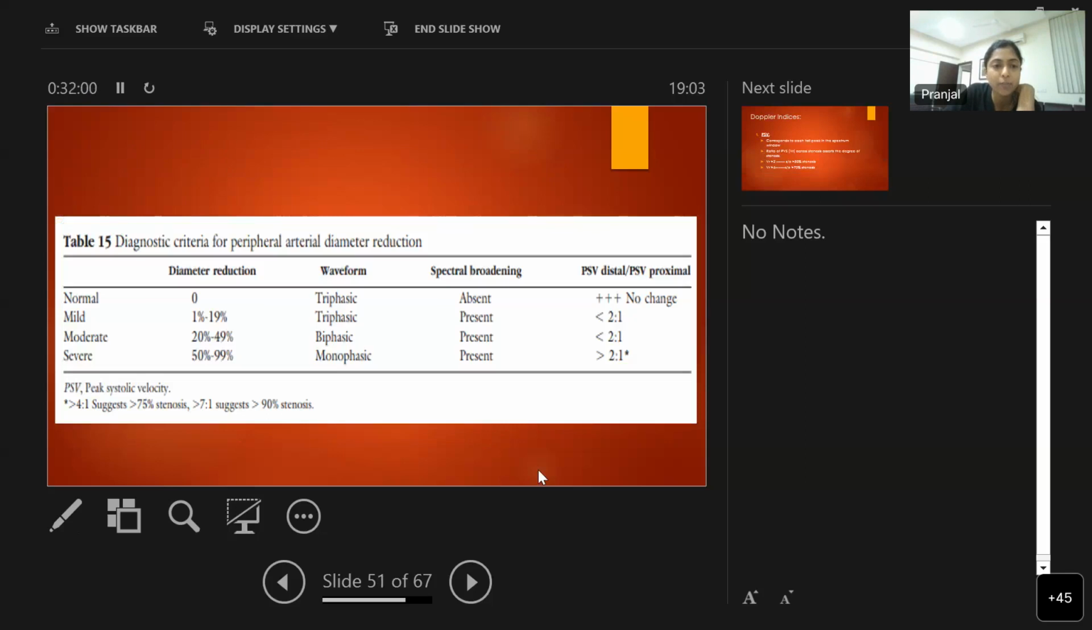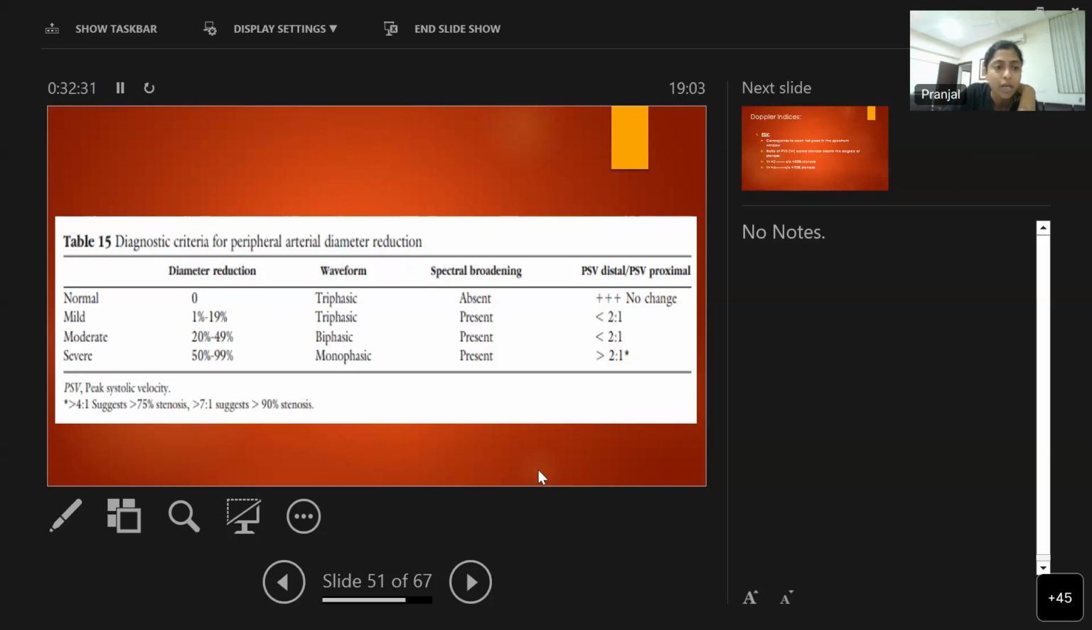Diagnostic criteria for a peripheral arterial diameter reduction are: when it is normal, there is no diameter reduction, the waveform will be triphasic, there will be no spectral broadening, and the ratio of PSV distal and proximal to the stenosis will show no change. In mild peripheral arterial disease, there will be a 1 to 19% diameter reduction with still having a triphasic waveform, but a mild spectral broadening and a PSV ratio, that is a velocity ratio, of less than 2:1.